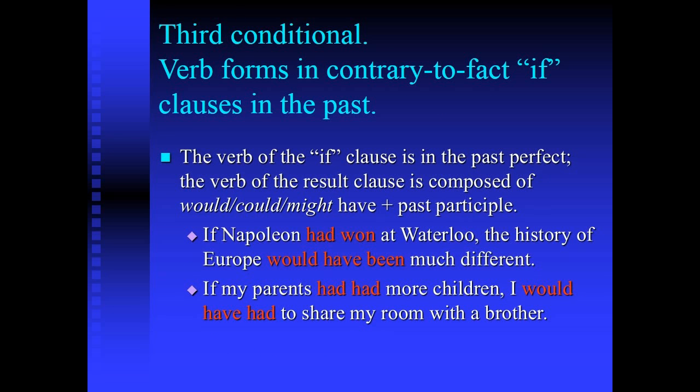Third conditional. Verb forms in contrary to fact if clauses in the past. The verb with the if clause is in the past perfect. The verb with the result clause is composed of would/could/might have plus past participle. If Napoleon had won at Waterloo, the history of Europe would have been much different. If my parents had had more children, I would have had to share my room with a brother.